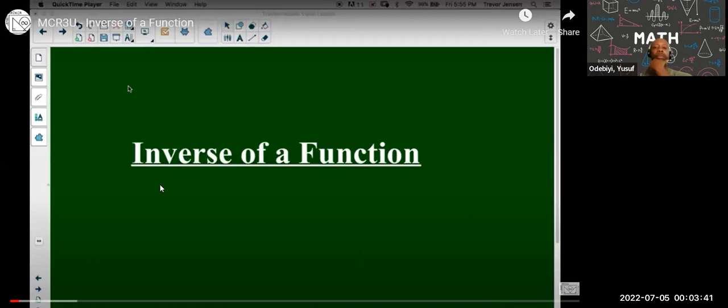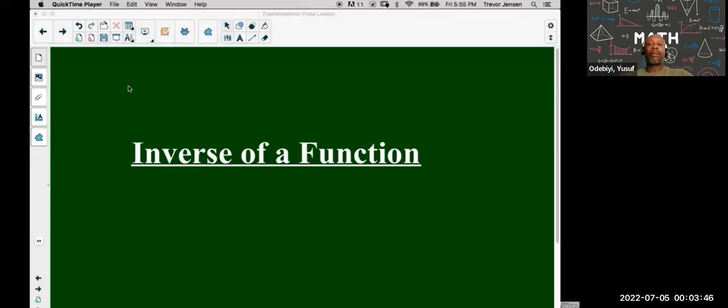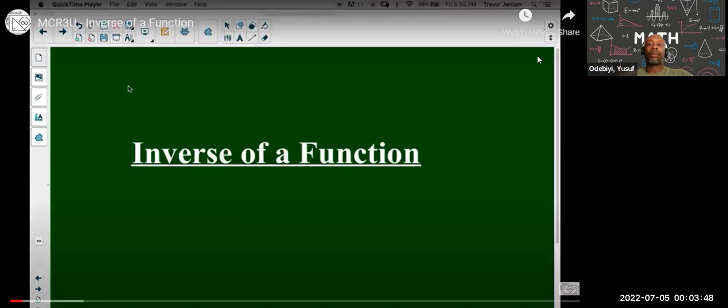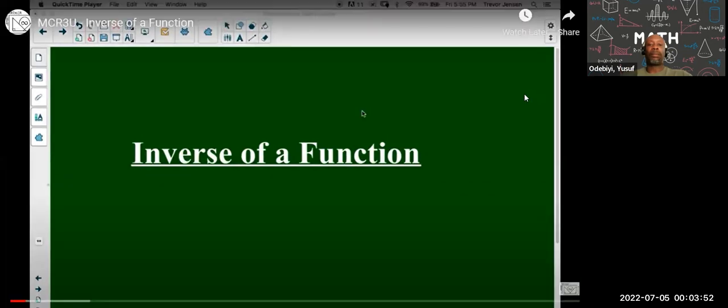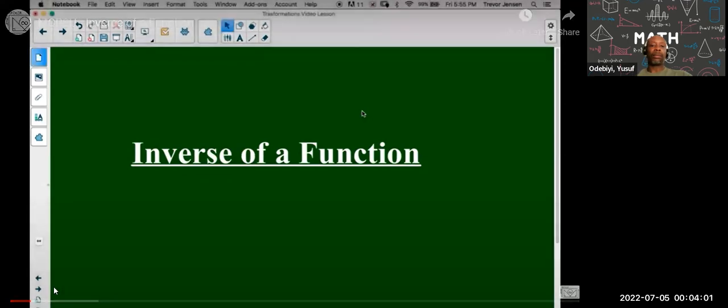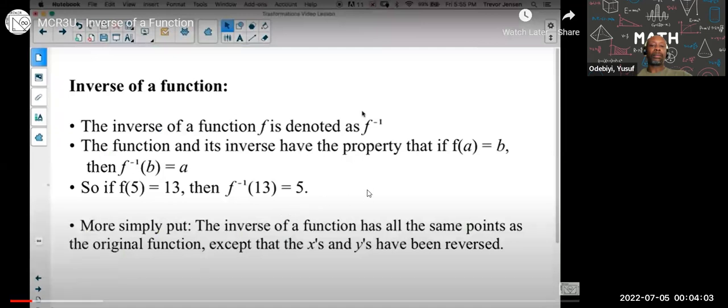Right, up, down. We've also looked at something called a vertical and horizontal reflection. The inverse of a function is actually kind of like a diagonal reflection. It's going to be reflecting across the line y equals x instead of across the x or y axis. So for the inverse of a function, we have a notation to indicate that we're finding the inverse. The notation is f with this thing that looks like an exponent of -1, but it's actually just notation.